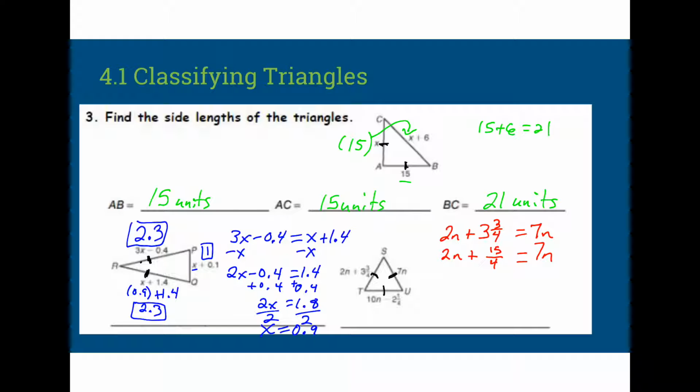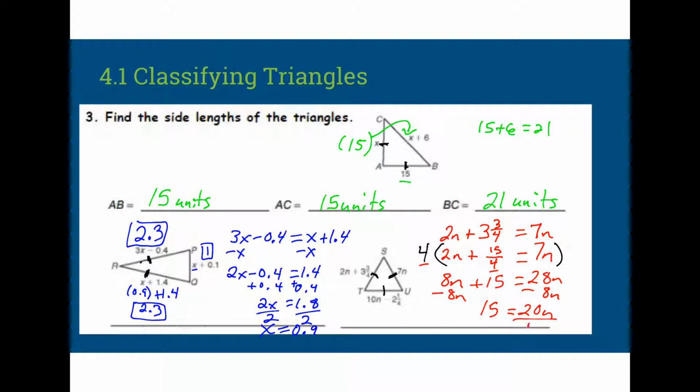Anytime I see a problem with a fraction in it, I always want to cancel the fraction. That's my first step. So I'm going to multiply everything by that denominator. Since the denominator is 4, I'm going to multiply everything by 4. So 4 times 2n is going to be 8n. 4 times 15 fourths, so that 4 and this bottom 4 are going to cancel out, so you're left with just 15. And then 4 times 7n will be 28n. Now it's a pretty basic problem, so we're just going to subtract 8n from both sides, and we'll get 15 is equal to 20n.